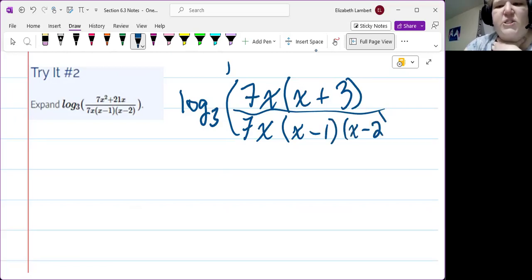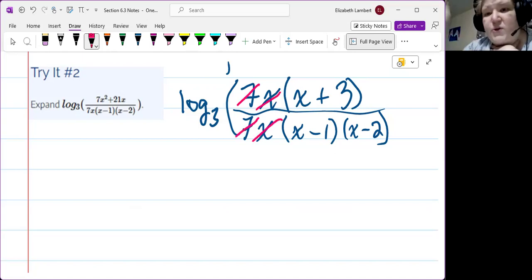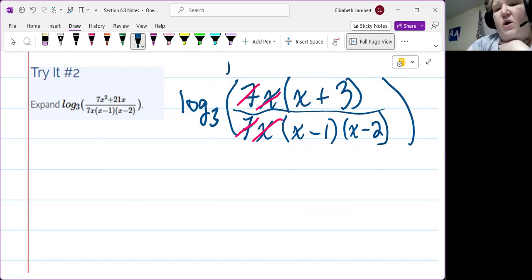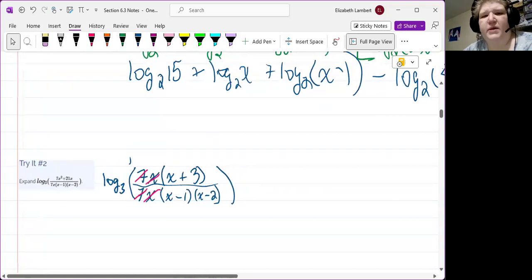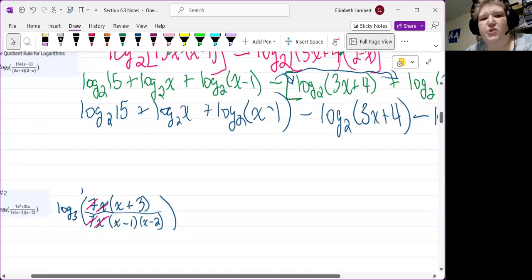And x minus 2. So the 7 over 7, the x over x, like that's all being multiplied and divided, so we can cancel those. Meaning we do not have to write them in our final answer anymore. So now all we have to deal with is the x plus 3 over x minus 1 and x minus 2. Now I want you to kind of flip back, look at our previous one compared to the original structure.